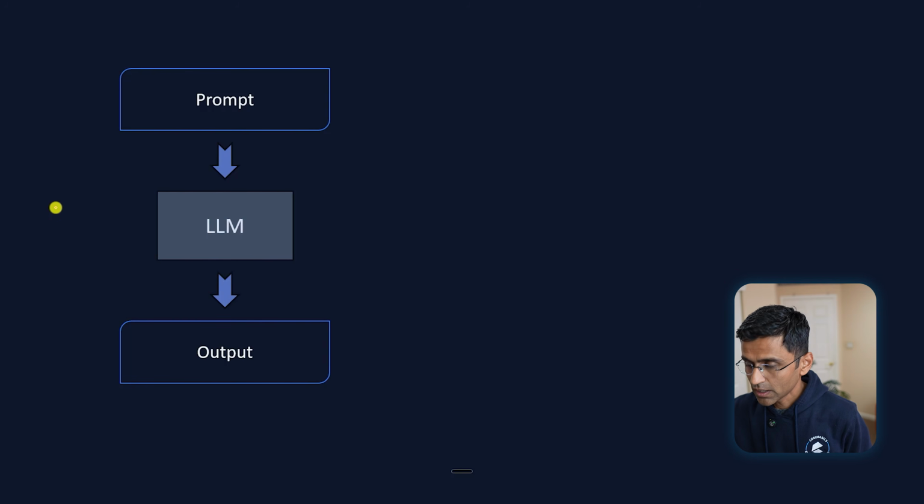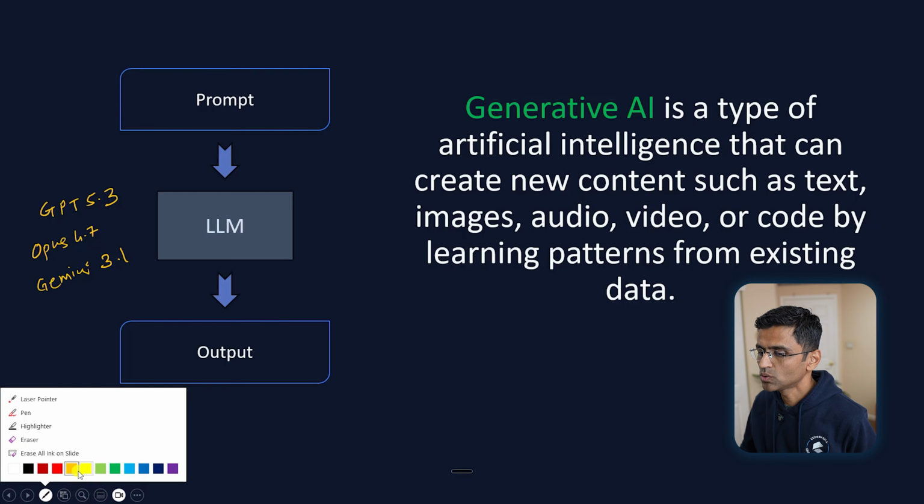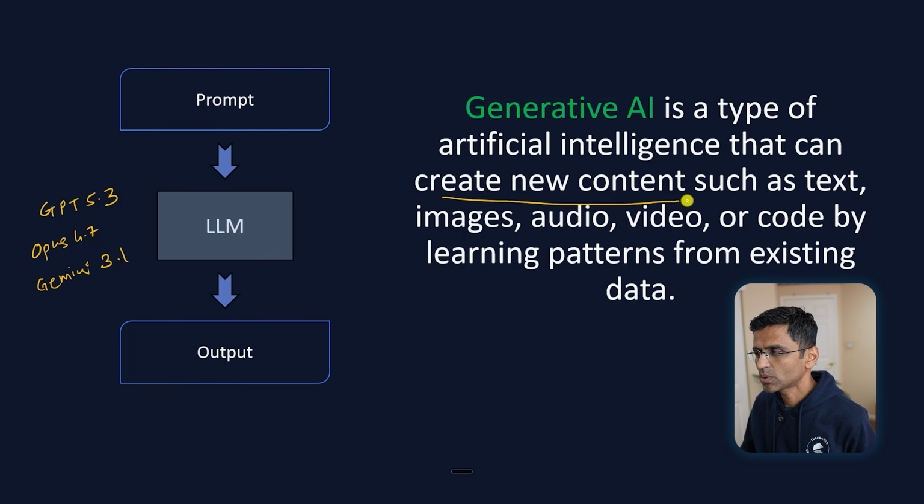Now, in the case of ChatGPT, these models are, for example, GPT 5.3. If you are using Claude, the latest one is Opus 4.7. In case of Gemini, it will be Gemini 3.1 and so on. Generative AI is a type of artificial intelligence that can create new content. Whenever you are creating new content, such as text, image, audio, video, or even code, it is called generative AI.